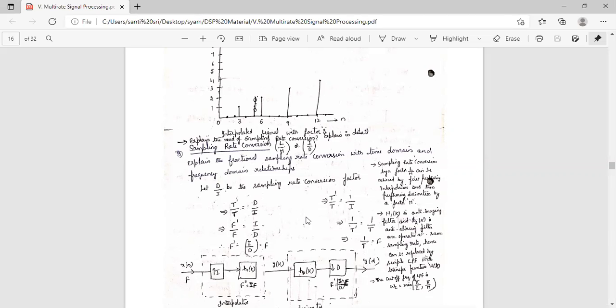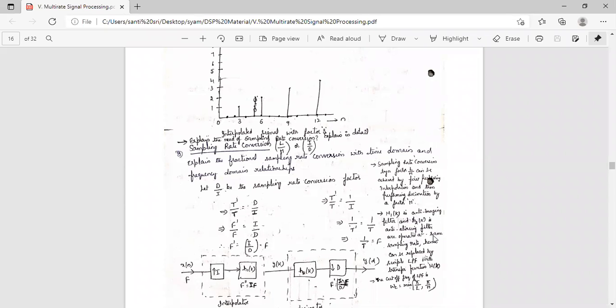Here, the sampling rate conversion by a factor L by M can be achieved by first performing the interpolation and then performing decimation by a factor M. Here H1 of K is the anti-imaging filter and H2 of K is the anti-aliasing filter. First we perform interpolation, that's why we get the anti-imaging filter, and then we perform decimation, that's why we get the anti-aliasing filter.